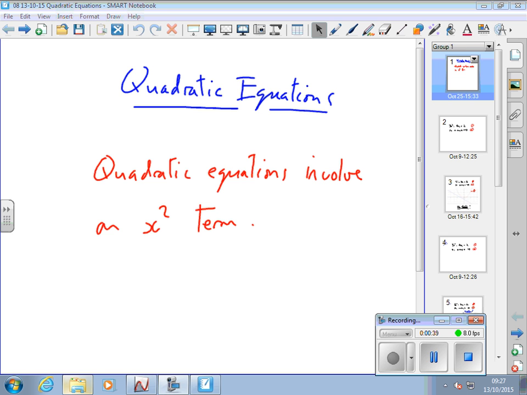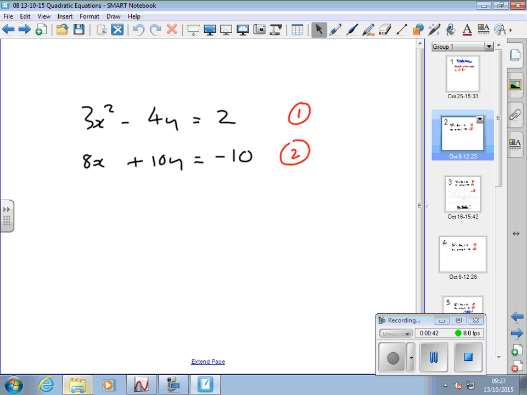Let's look at the situation and combine what we've been talking about already. I've got two equations there, and so they're simultaneous equations. I've got 3x squared minus 4y equals 2, and 8x plus 10y equals 10. So they're simultaneous equations. As we've seen already, I've got two unknowns, two scenarios. So what I'm going to do is try and think about solving them. First way we're going to do is the graphical method. So we're going to plot them.